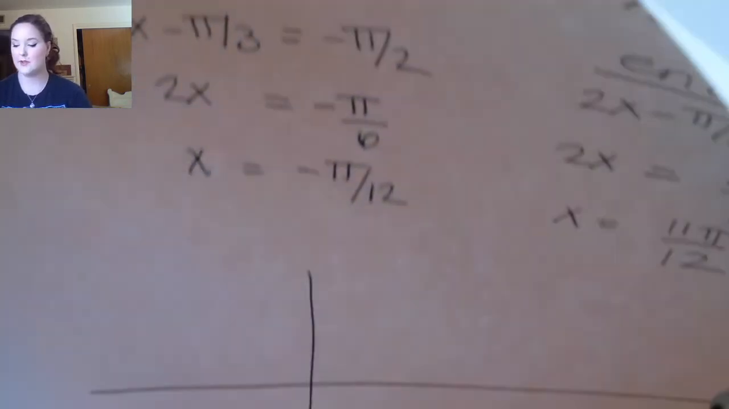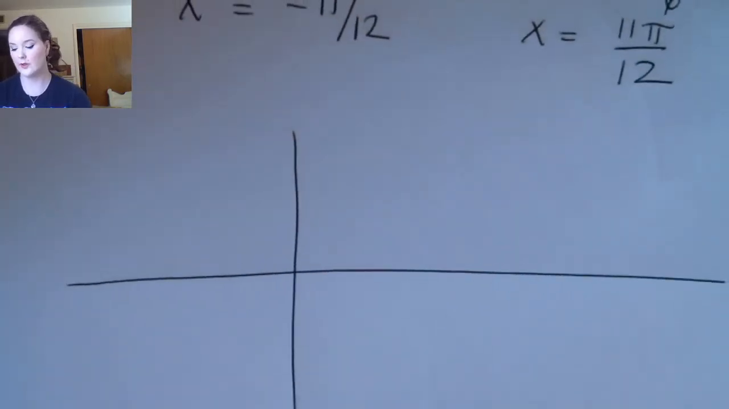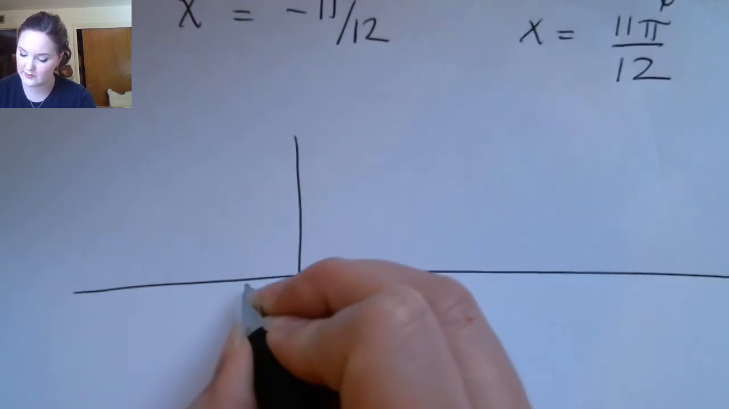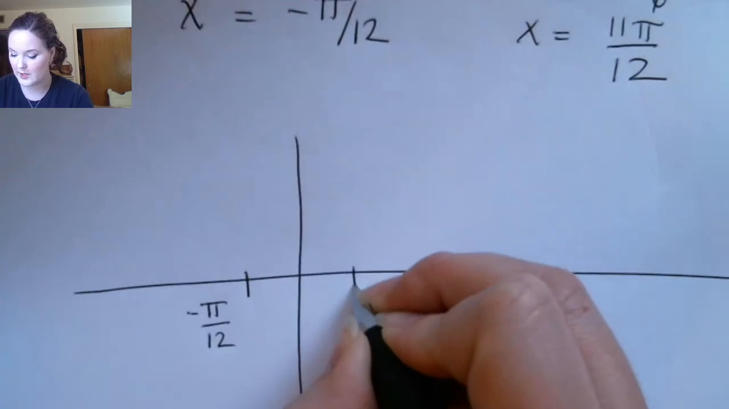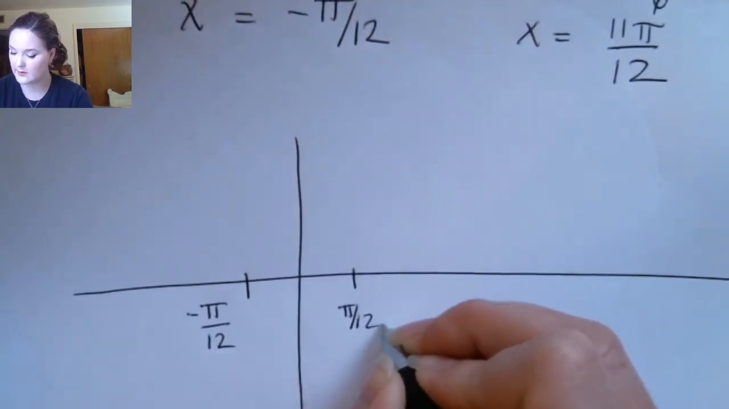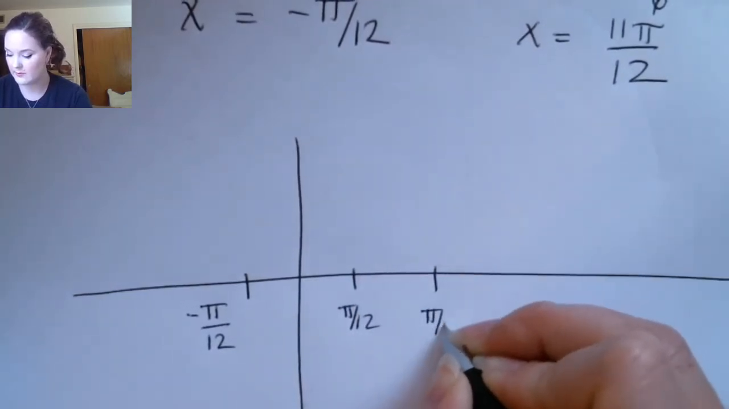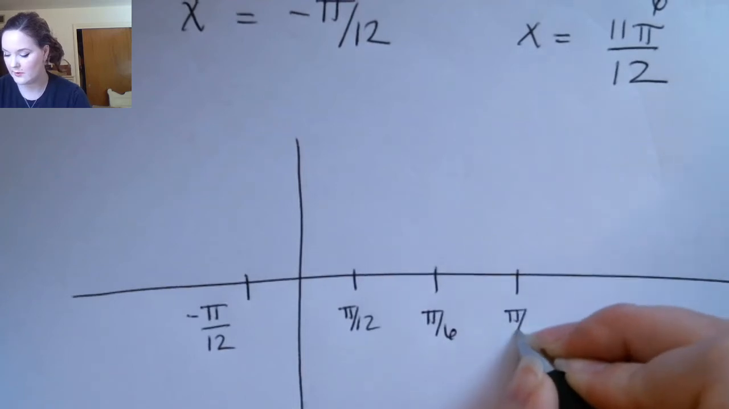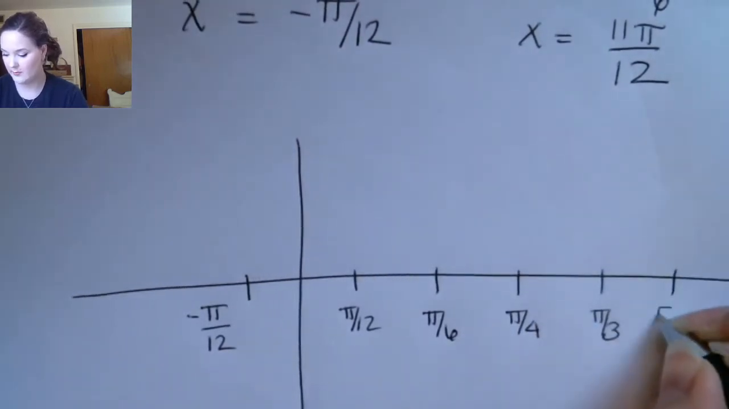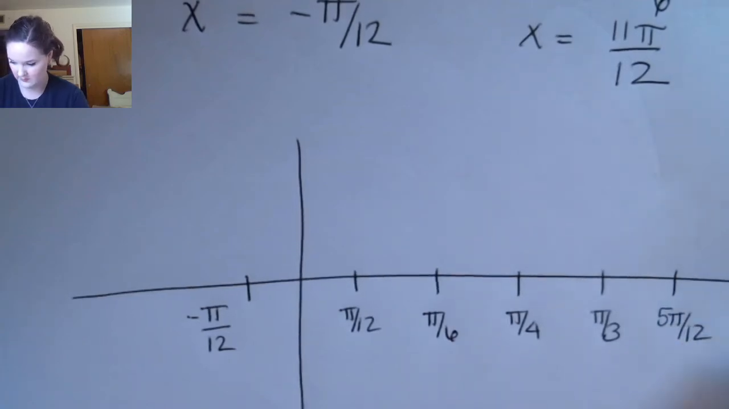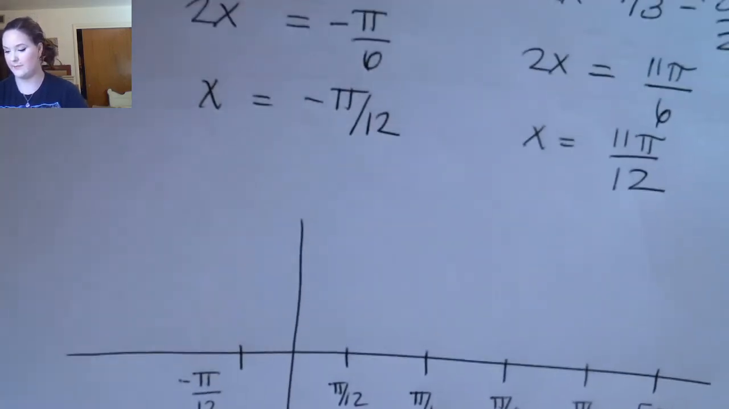Because they're both over 12, we're going to go ahead and start labeling by 12s. So here's negative 1 pi over 12. Here's positive 1 pi over 12. 2 pi over 12. 3 pi over 12. 4 pi over 12. 5 pi over 12. Ooh, I'm going to run out of room here. Hang on.